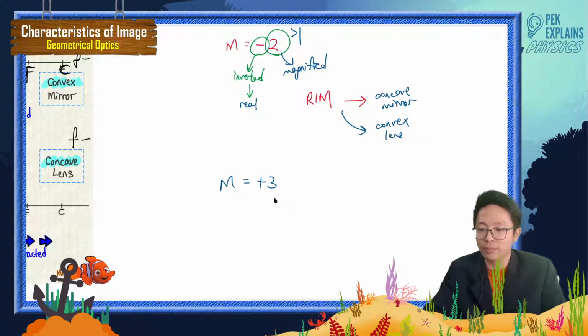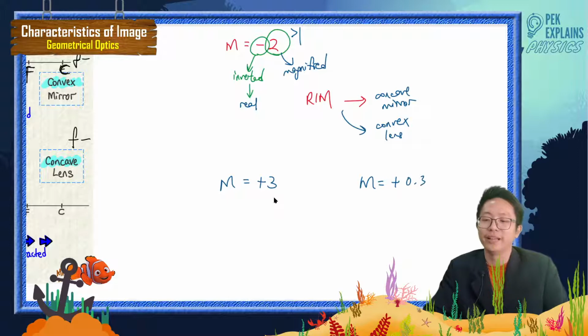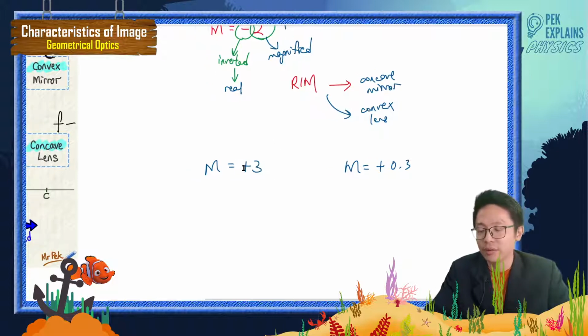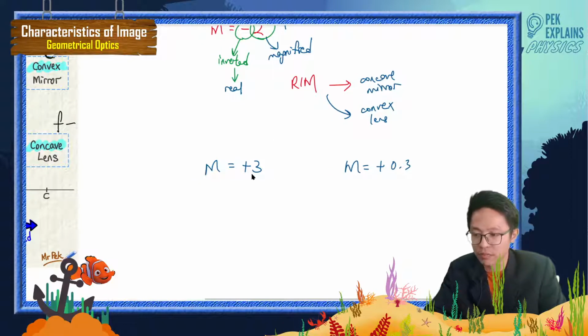And what about magnification equal to positive 0.3? What type of mirror is this? This is a very good quiz. Now, positive 3 means what type of image first? First, you must know what type of image. Positive M means upright. 3 means more than 1, which means it is magnified.